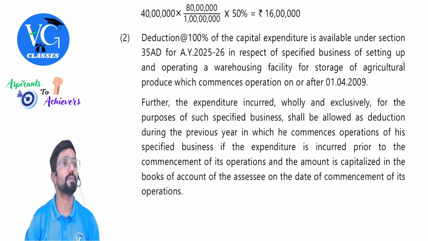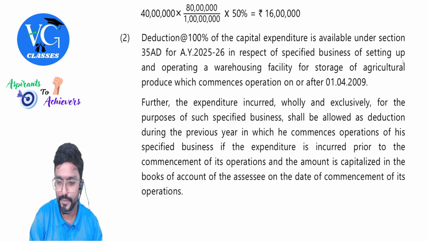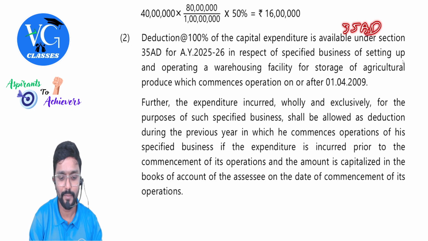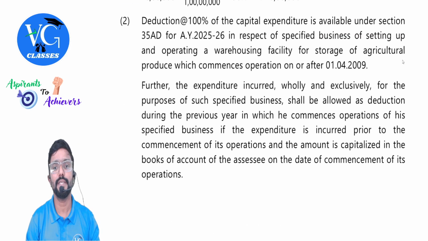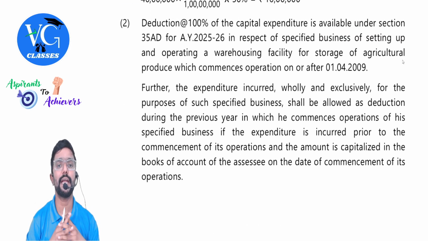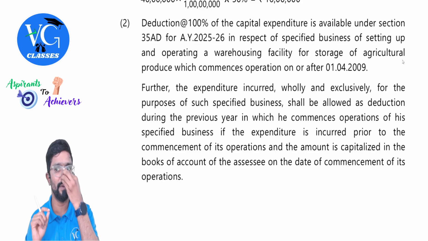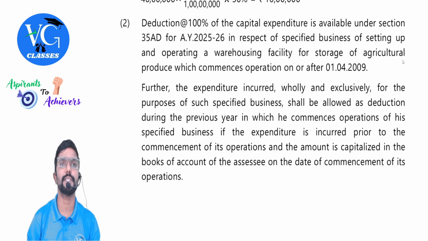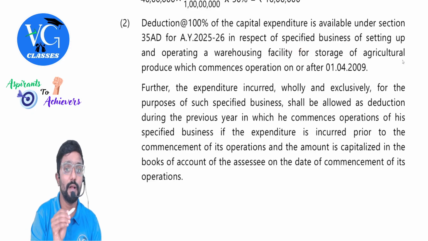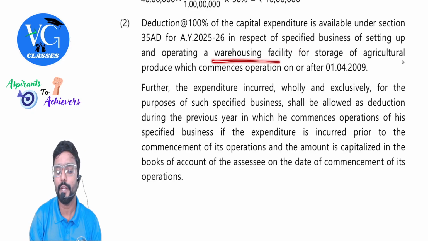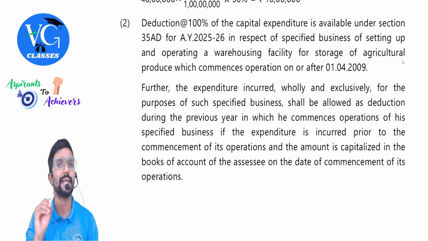Deduction under, no, 35AD. This is actually on 35AD. We will quickly read it. Deduction at 100% of capital expenditure is available under section 35AD for assessment year 25-26, in respect of specified business of setting up and operating of warehousing facility for storage of agricultural produce.